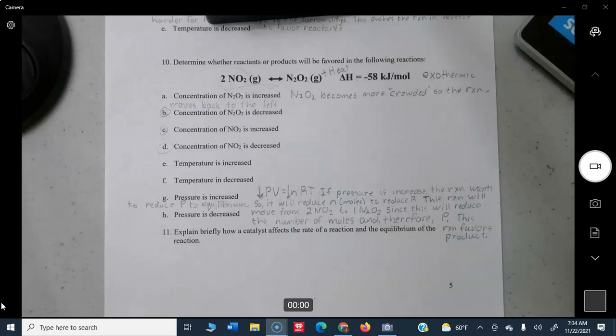Okay? That'll be yours. Okay, number 11, explain briefly how a catalyst affects the rate of a reaction and the equilibrium of a reaction. So that's explained on the very last slide of this lesson. It's not a long slide, but just go ahead. Does it affect the equilibrium? Does it affect the rate? What does a catalyst do? Just a simple couple sentences, a 3-sentence explanation, okay?